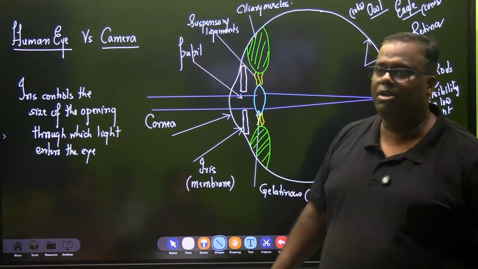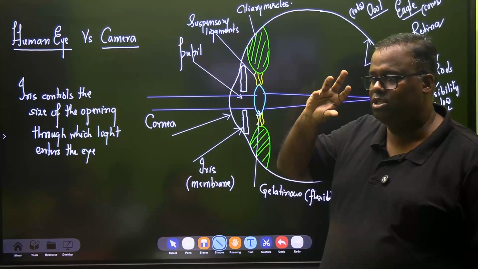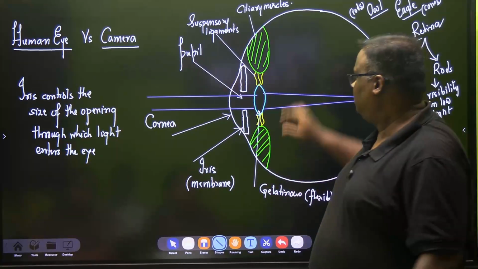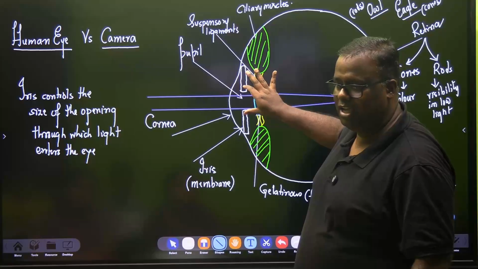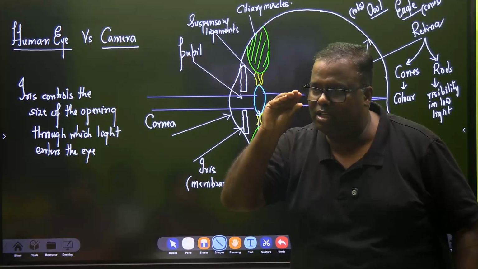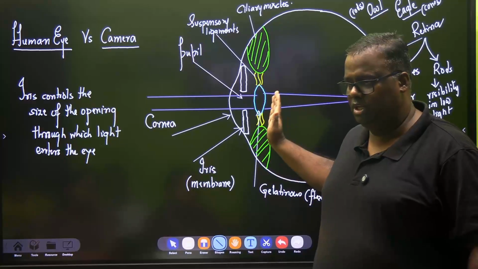In your camera, right in front of your lens, you'll have something which is known as the filter. So the filter works like the cornea. After this, we have got iris in our eye. What does the iris do? The iris controls the amount of light that will enter our eye. Boring तो नहीं लग रहा है ना?